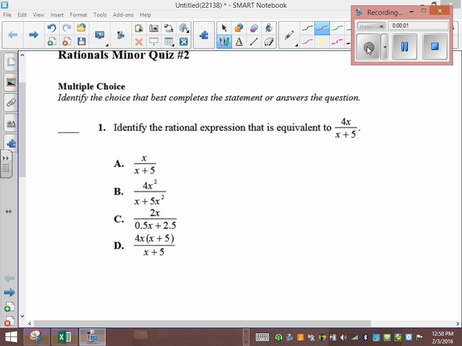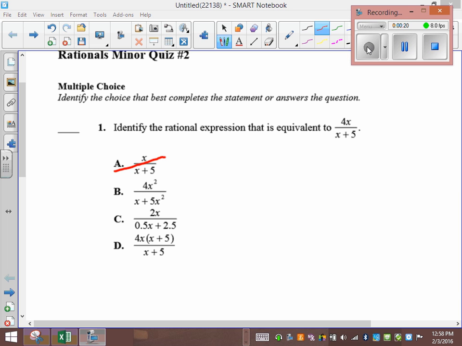So identify the rational expression that's equivalent. Equivalent means you can multiply the top and the bottom by the same thing, or you can divide the top and the bottom by the same thing, right? If I multiply this one here, you'd have to divide by 4. If I divide this, it would be these ones by 4 as well. So it's not going to work.